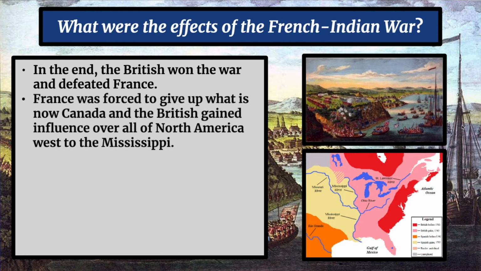France was forced to give up what is now Canada, and the British gained influence over all of North America west to the Mississippi River. So if you look at this map over here, everything you see in pink and red, at least by treaty and by understanding between the French and the British, became British territory to be colonized. The areas in red actually were colonized by the British. The areas in pink were gained by the British after the French and Indian War.